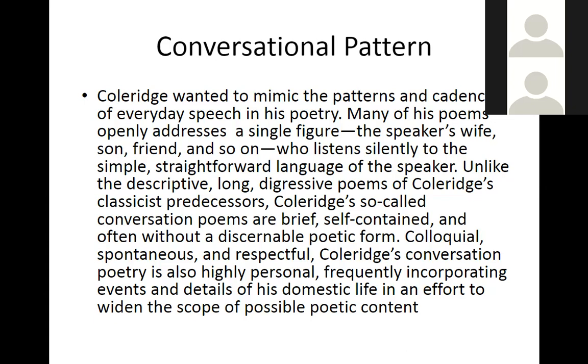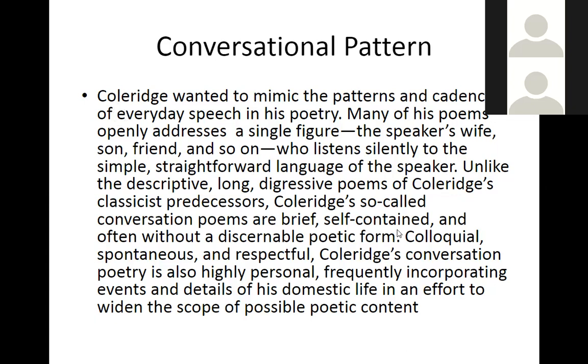All right. So Coleridge wanted to mimic. Mahnur, over to you again, beta. Okay, miss. Coleridge wanted to mimic the patterns and cadences of everyday speech in his poetry. Many of his poems openly address a single figure, the speaker's wife, son, friend, and so on, who listens silently to the simple, straightforward language of the speaker. Unlike the descriptive, long, digressive poems of Coleridge's classicist predecessors, Coleridge's so-called conversational poems are brief, self-contained, and often without a discernible poetic form.